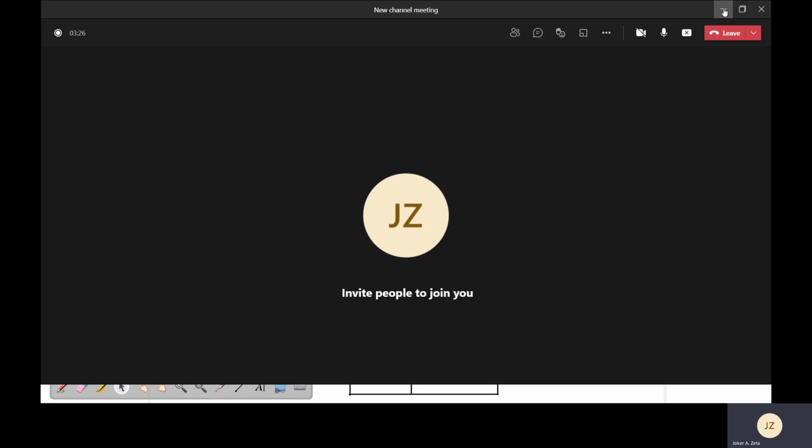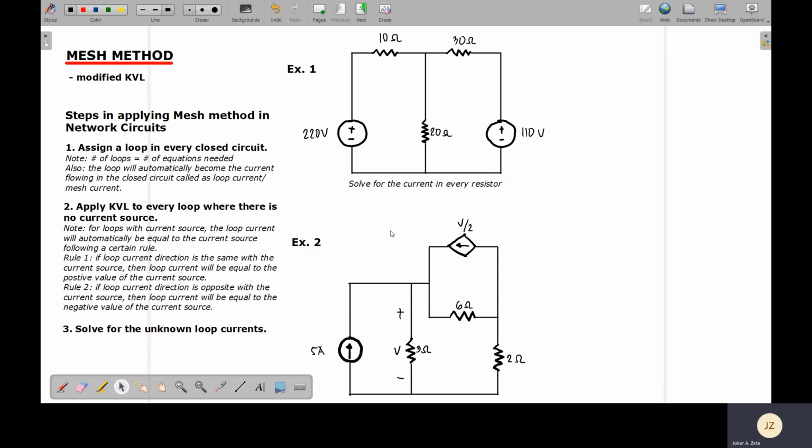Mesh method is just a modified KVL, meaning all throughout the process of the mesh method, we're just going to use KVL or Kirchhoff's voltage law, and there will be no KCL or Kirchhoff's current law. Now, these are the steps in applying mesh method in network circuits.